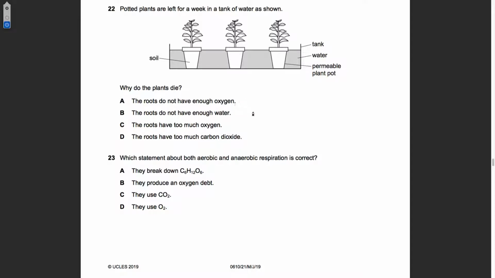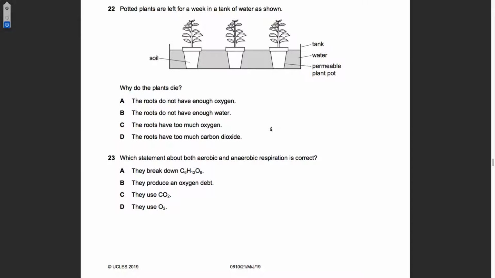Question 22. Potted plants are left for a week in a tank of water as shown. Now, I think this is a bit of a rubbish question, but that's just my opinion. It says, why do the plants die? Is it A, the roots do not have enough oxygen? B, the roots do not have enough water? C, the roots have too much oxygen? Or D, the roots have too much carbon dioxide?